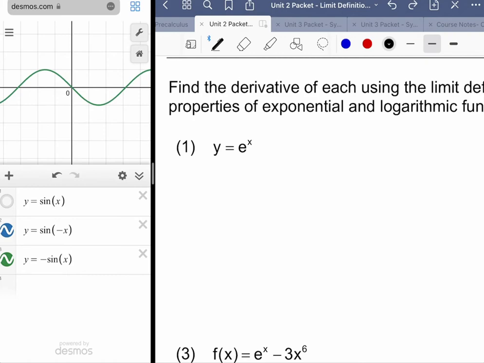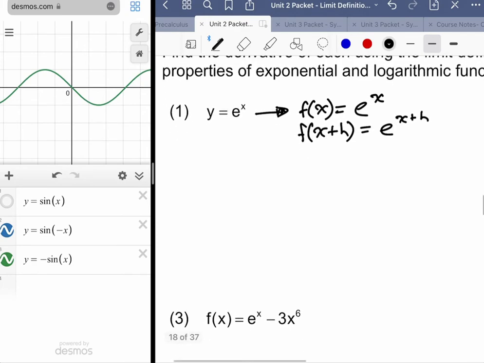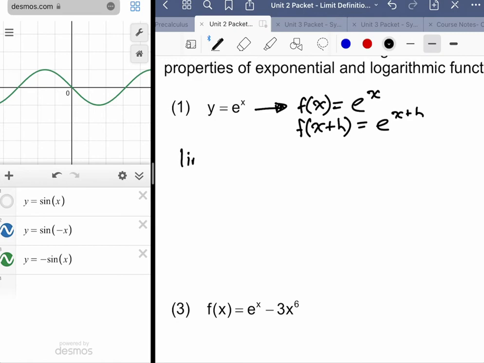All right, but I'm going to think of this as f of x is equal to e to the x. So that would make f of x plus h equal to e to the x plus h. So when I find the limit as h approaches 0, again, of f of x plus h minus f of x all over h, the setup is going to be super easy. All right, so we don't have to go looking for a trig rule because it's not trig, and we don't have to look for a special log rule or anything like that.